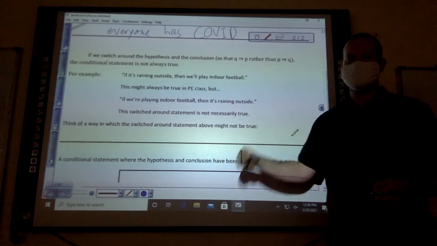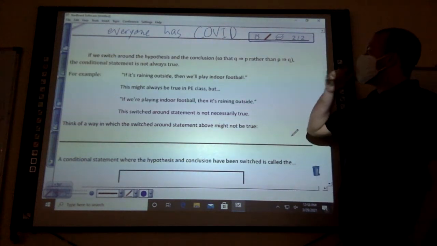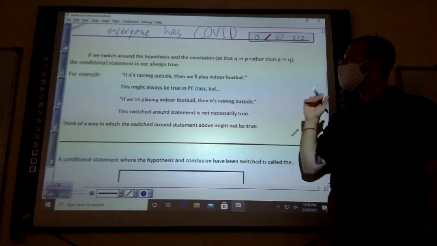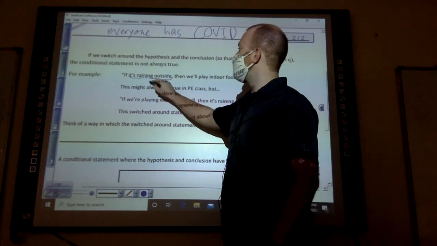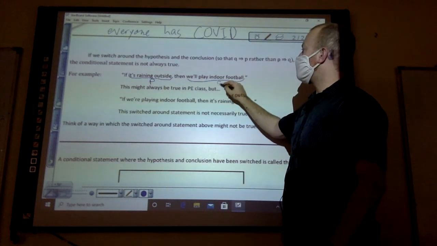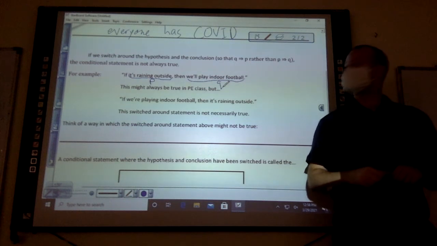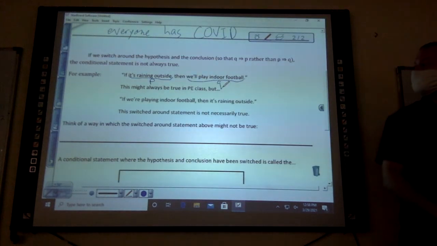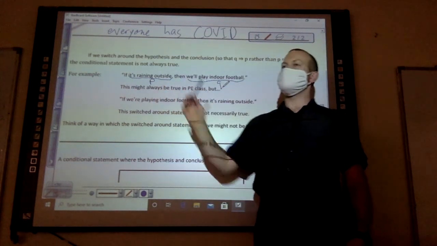So let's think back to this original statement that we talked about. Remember I said, if P, then Q. We can switch those. This part, for example, it's raining outside, we said this is P. Then we'll play indoor football, this is Q. But let's switch this around. So if we're playing indoor football, then it's raining outside. All I did was switch the P and the Q.